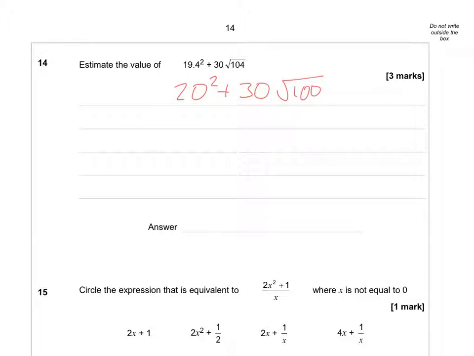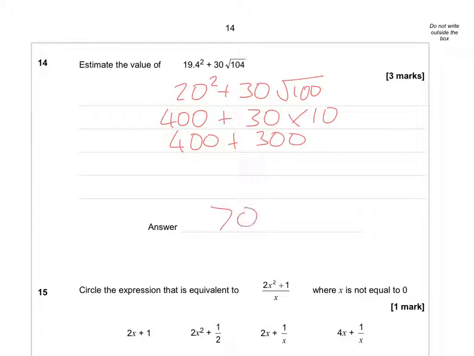So I've got 20 squared, which is 400. Then I'm going to add on 30 times the square root of 100, which is 10. So 400 plus 300, which is 700.